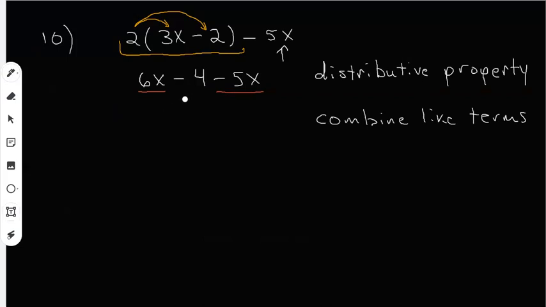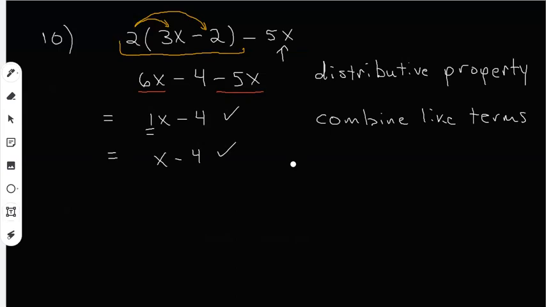Okay, so let's combine like terms. I have 6x minus 5x. That's going to give me a 1x, or just an x. And then the negative 4, I'm just going to bring that down, and I'm done. My answer is 1x minus 4. But notice, since there's a 1 out in front, I can also write it as x minus 4. So both of these are actually going to be the same answer.